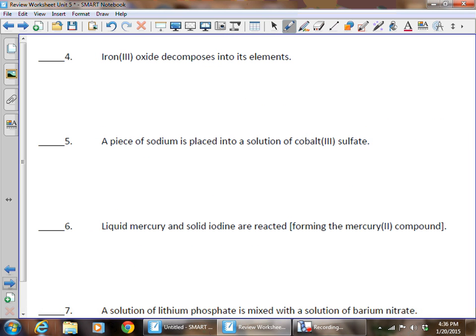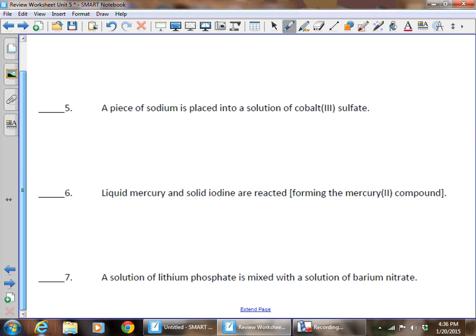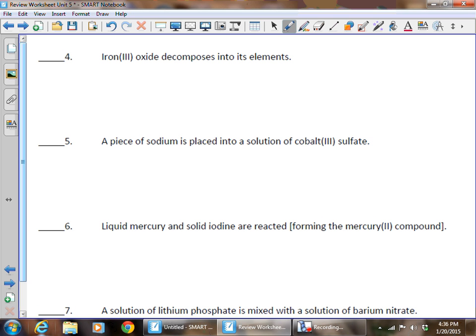Okay, so moving on. Iron 3 oxide decomposes into its elements. That's pretty much a dead giveaway. That's a decomposition reaction. So we've got iron with oxygen. It said iron was a +3, oxygen is a -2. So it looks like this is going to be, remember we can switch the charges, cross the charges. So iron gets the 2, oxygen gets the 3. It decomposes into its elements, so iron and oxygen.